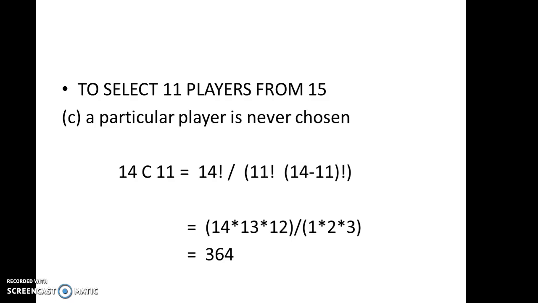Third option, to select 11 players from 15, a particular player is never chosen. That means the choice itself, we are going to have only 14, because one player is never chosen. That is, we are not going to choose that player. So that means choosing 11 players out of 14. Instead of 15, it becomes 14 now. So 14C11, the formula is 14 factorial divided by 11 factorial times (14 minus 11) factorial. So the number of combinations is 364.